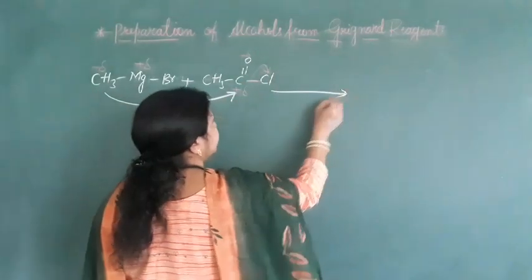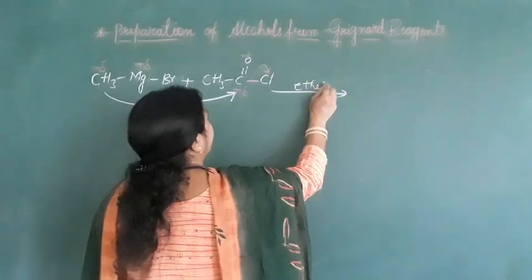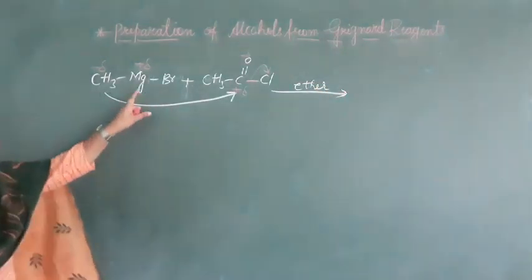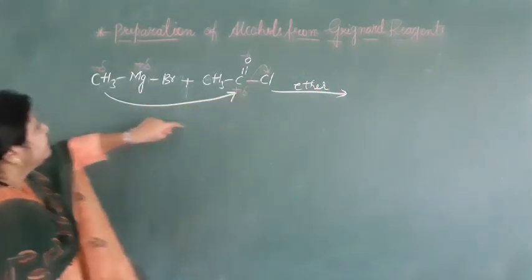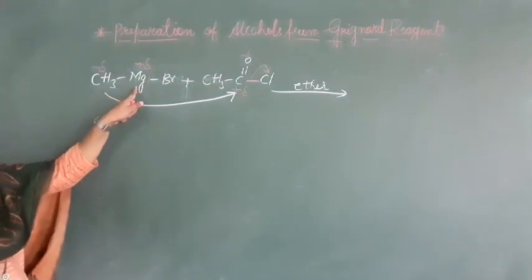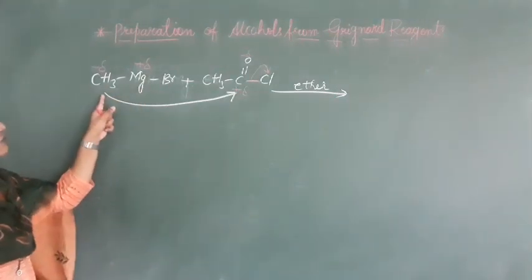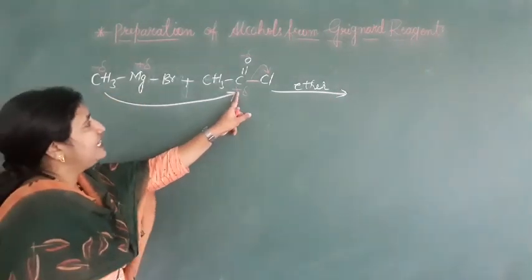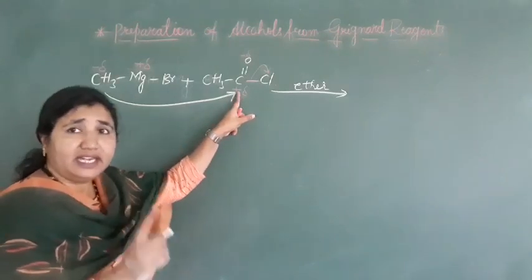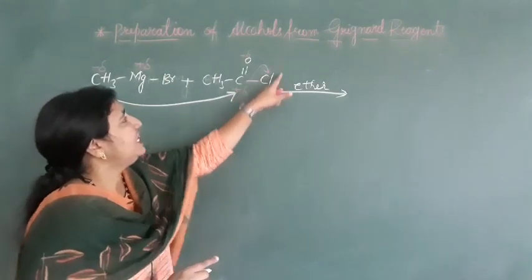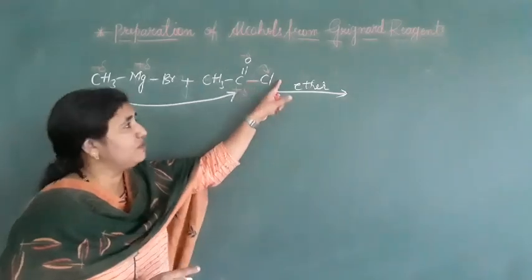This reaction is in the presence of ether only. So this methyl group will go with this MgBr. This alkyl group, methyl group, will go and add to this carbon here. At the same time, this chlorine will leave from here.